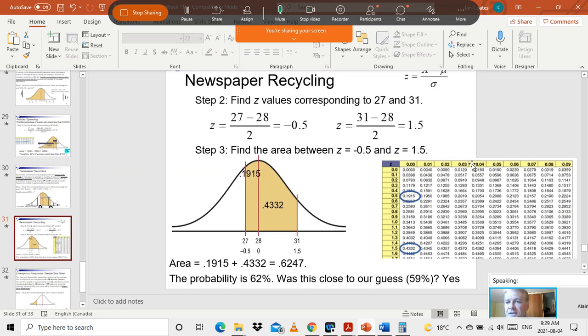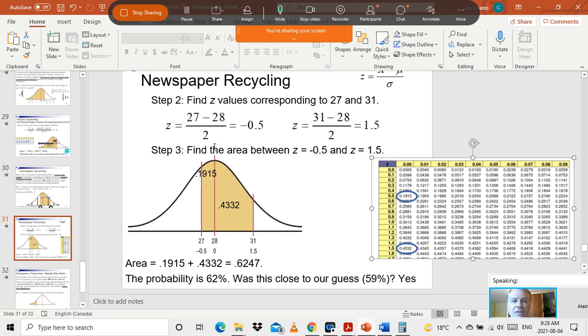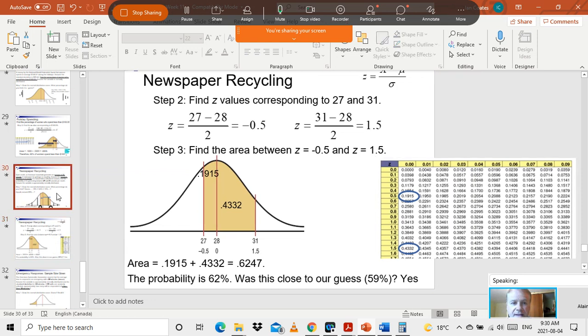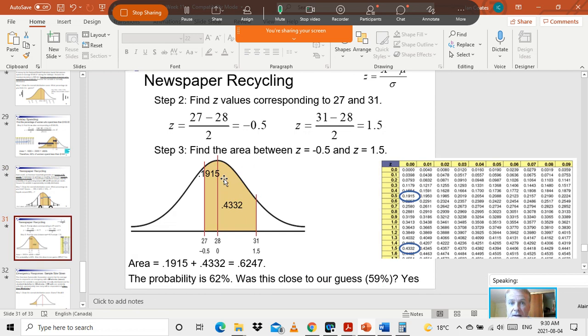Here are the two Z values. We're looking at 27 minus 28, all divided by your standard deviation of 2. That's your formula, and that gives us negative 0.5. So there's your real numbers, and here's your standardized number. This is negative 0.5 standard deviations. It means it's below the mean.